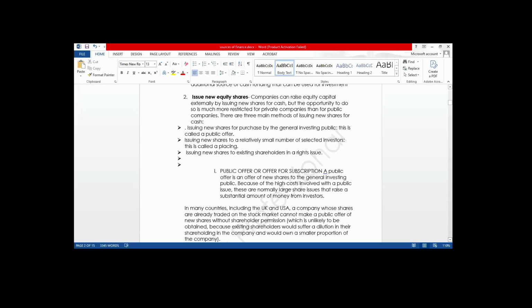It should be noted that the issue cost associated with public offer is very high. The cost of public offer is high. So the method is best used if you are trying to raise a substantial amount of money. That is number 1. Companies can issue new shares to raise funds through public offer.